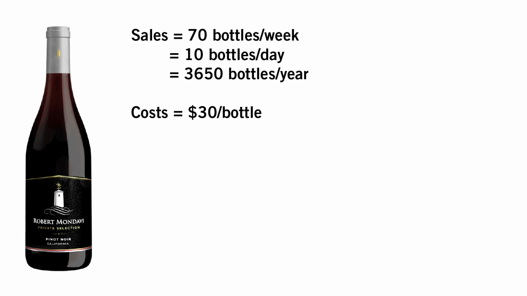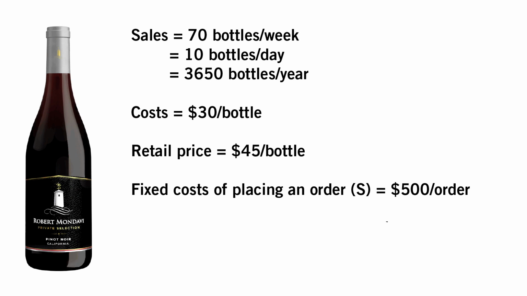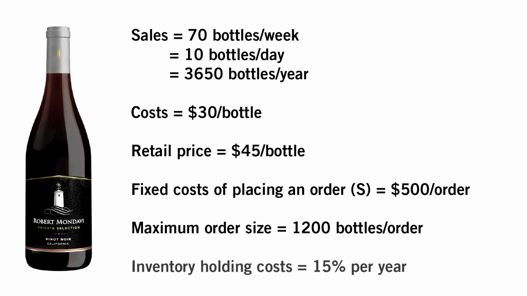The economics are the following. For every bottle of wine, John pays the producer $30 and he sells the wine at the retail price of $45. Every time John places an order, he has to pay the cost of the wine up front and has to pay a fixed order cost of $500 to cover the shipping cost. In every order, the maximum amount of bottles he can order is 1,200, which is the capacity of the truck. Inventory holding costs are 15% per year. This includes the financing cost as well as other direct and indirect costs.